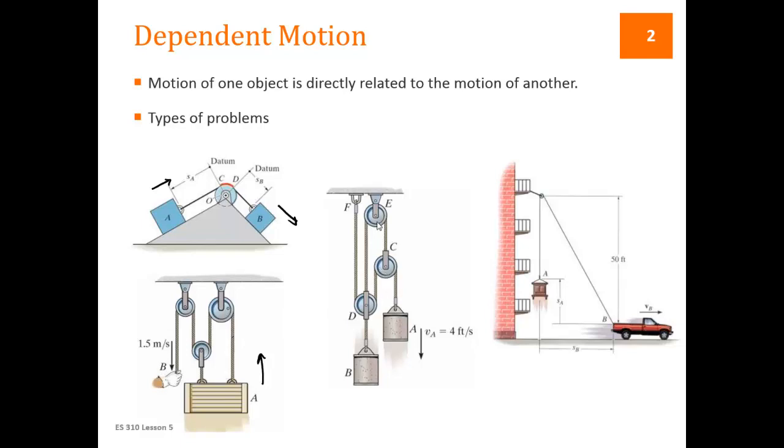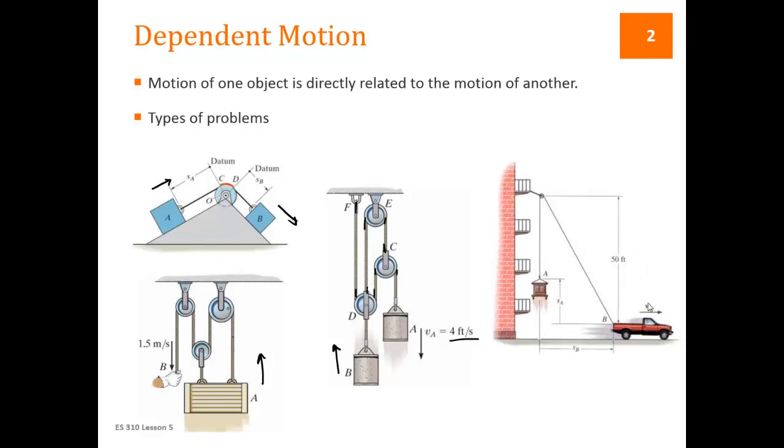This one's even more complicated. Three pulleys, two objects, but there's two ropes, right? One rope starts at F, goes around pulley D, around pulley C, and attaches to block A. The second rope starts at the top at pulley C, goes around pulley E, and attaches to pulley D and block B. So as A goes down, block B is going to go up, but once again not at the 4 feet per second.